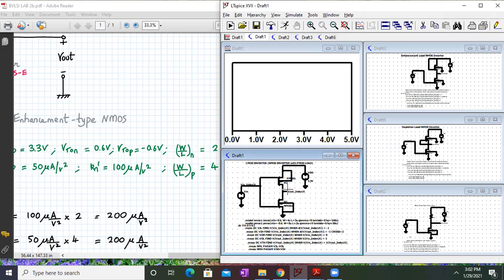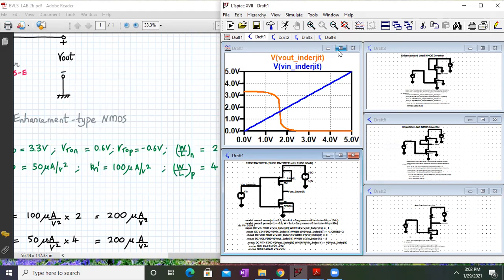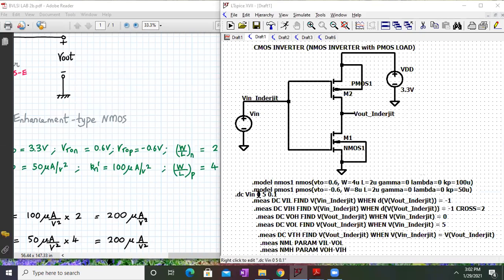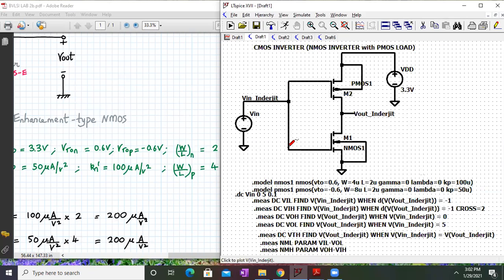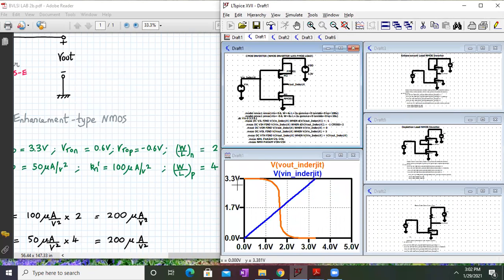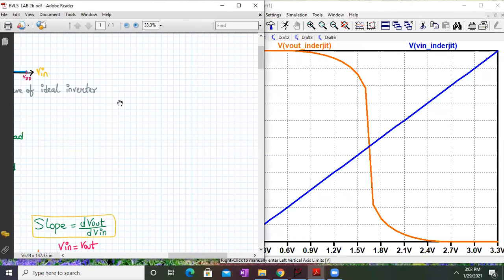Fine, so let's just check the characteristics we are getting. Yeah, we are getting this. Okay, here I've made one mistake. Vin should be varying from 0 to 3.3. If the power supply is 3.3, it should be varying between 0 to 3.3. If the power supply is 5, it should vary between 0 to 5. So this is the characteristic which we are getting.